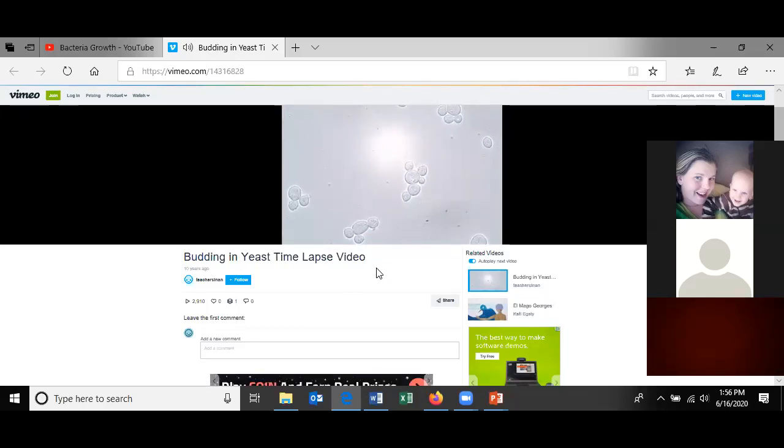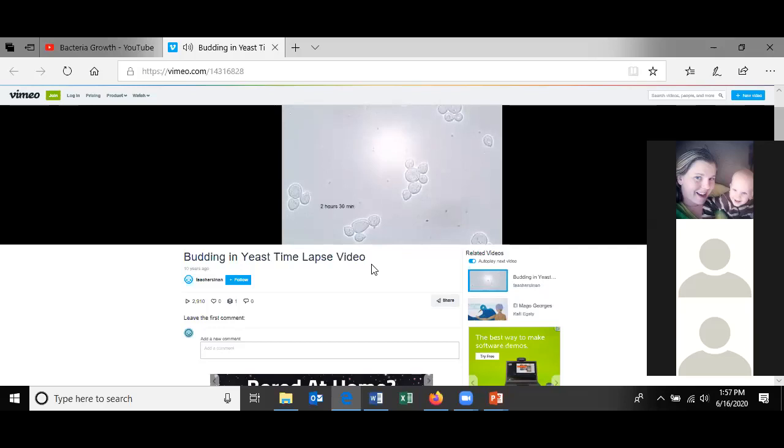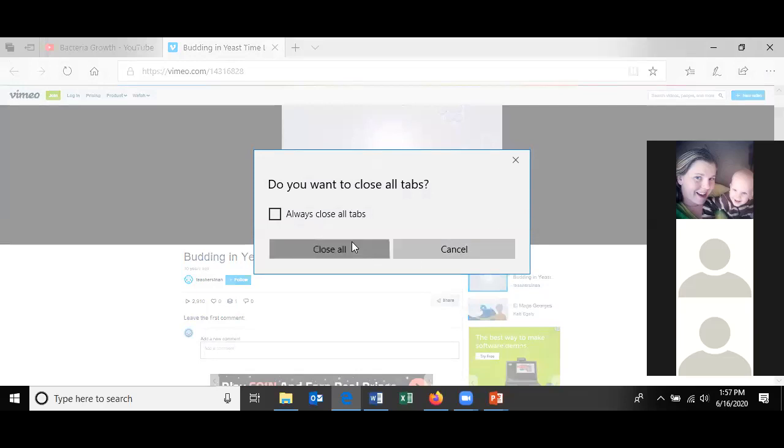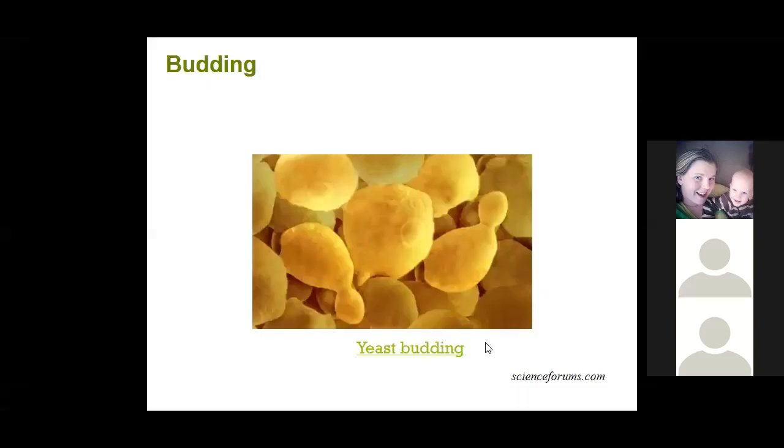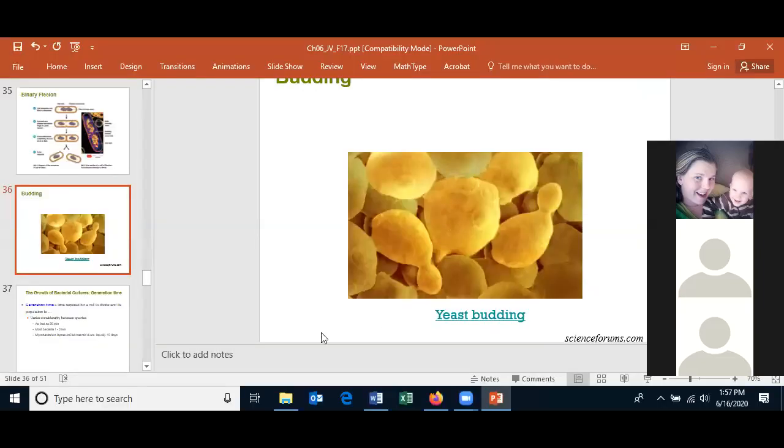And about now it's going to break off from its parent cell. It's not quite the same size as the parent cell, but it's close to the size of the parent cell. And then as we go on, the parent cell is starting to put a bud over here, and this cell is starting to put a bud over there. Any questions about that? Anyways, that's budding.